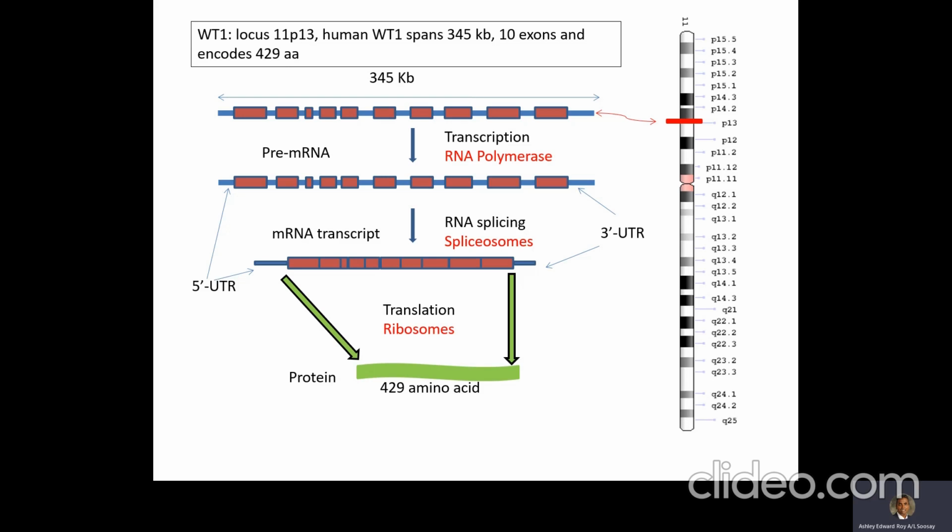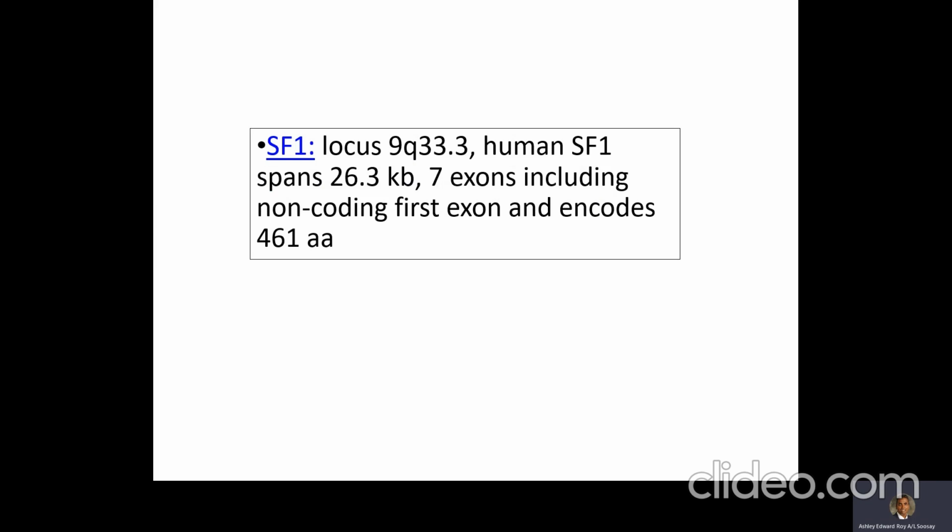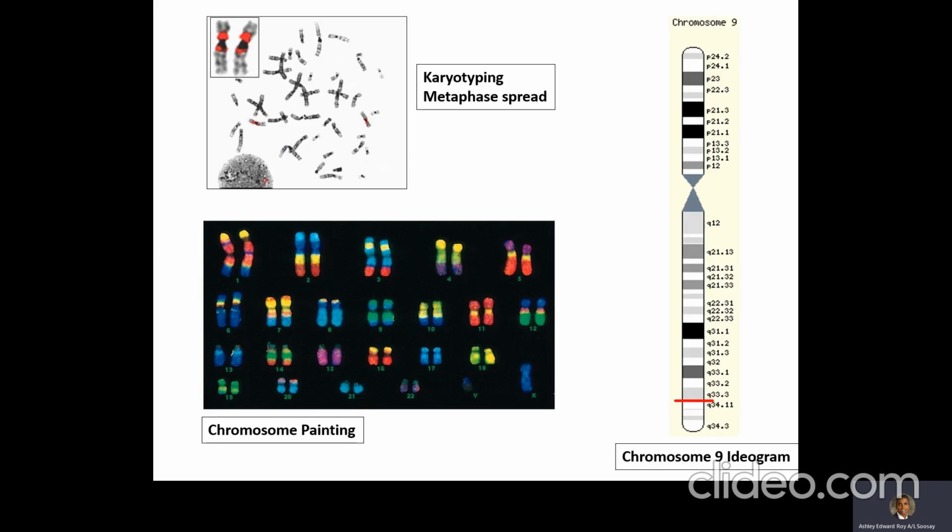From this mRNA transcript, during the translation process, the ribosome will translate the mRNA transcript into amino acids, which is 429 amino acids. This is a very typical gene structure for most of the genes in the human genome. Now the next one is SF1, which is a very important gene in sexual development in humans. The locus is chromosome 9, long arm, 33.3. Where is that? It is here, chromosome 9, long arm.